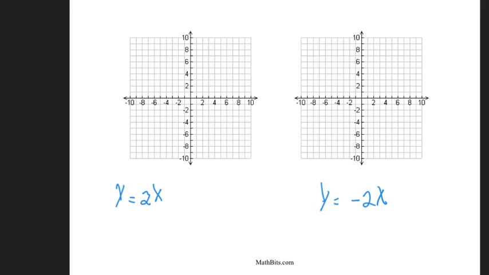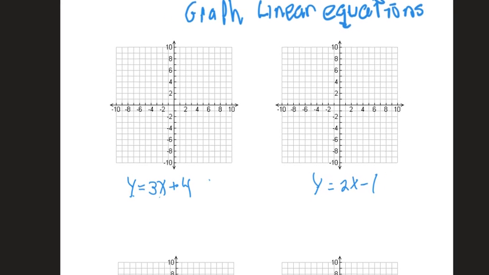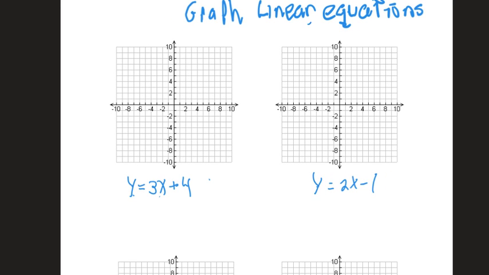This is a review of basic graphing of lines or linear equations from Algebra 1 last year. And so we have this standard form, we have this slope-intercept form, y equals mx plus b. M and b are just some numbers. So for example, we have here y equals 3x plus 4. 3 is the m and 4 is the b.